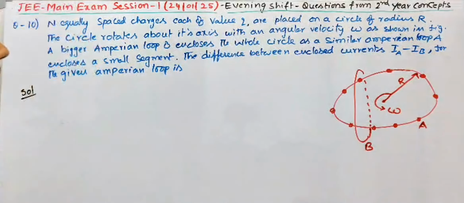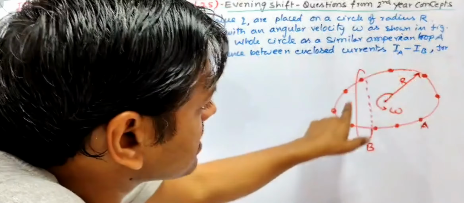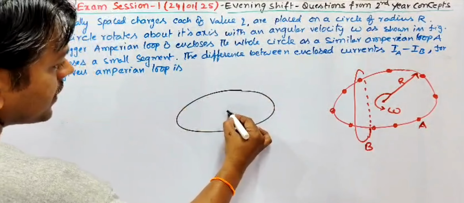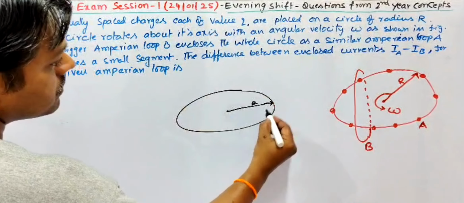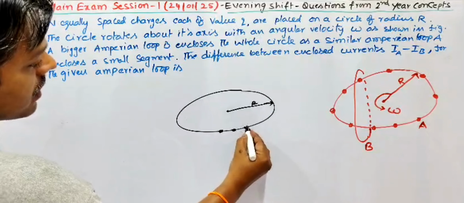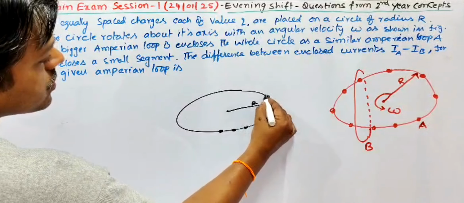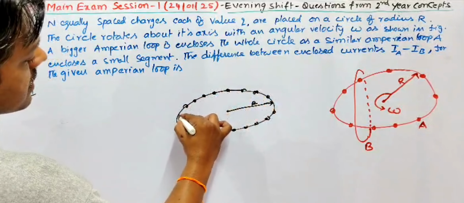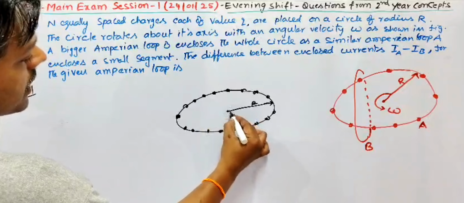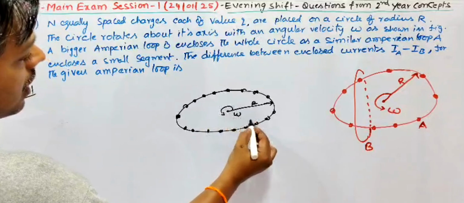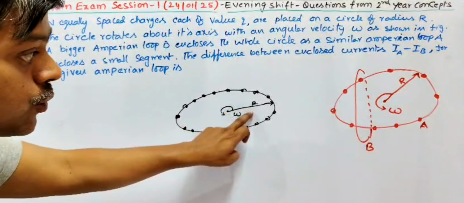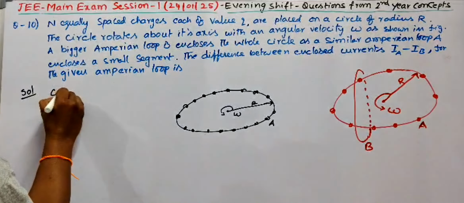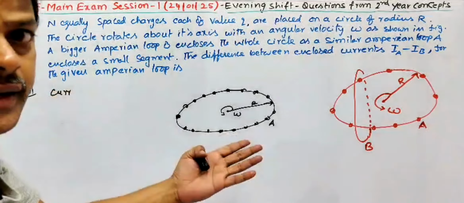Once again I would like to explain. Suppose this is a big Amperian loop. Its radius is R. On this Amperian loop there are n number of charges. Along with the loop, these charges also rotate about the axis of this big Amperian loop A with an angular velocity omega. So when charges are moving, current is produced.